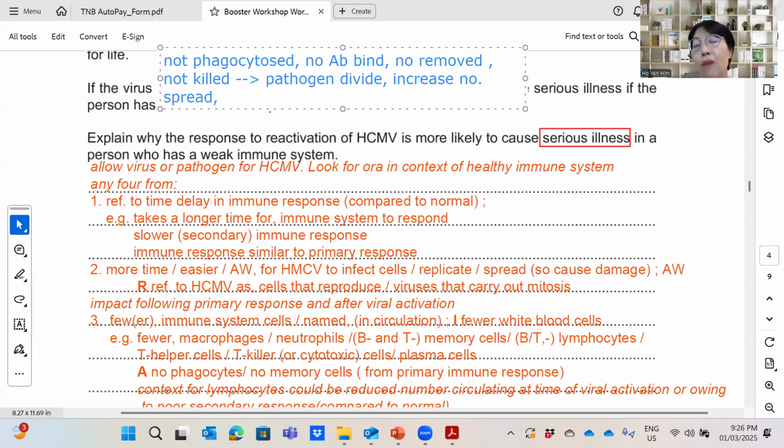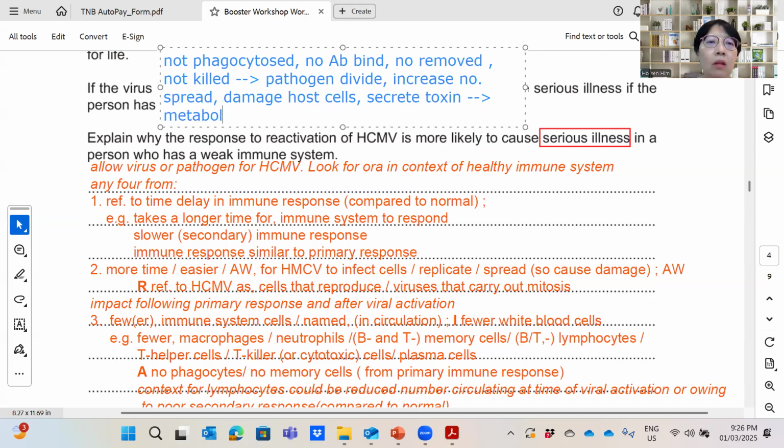And they will actually, let's say virus, what do? Virus will infect the cell, so they will damage the host cells, right? Or they can secrete toxin, right? They can secrete toxin and they can affect metabolism of our host cells, right? They secrete toxin may act as inhibitor of some of our enzymes. Okay, so these are the second part to explain the meaning of why the person becomes seriously ill.